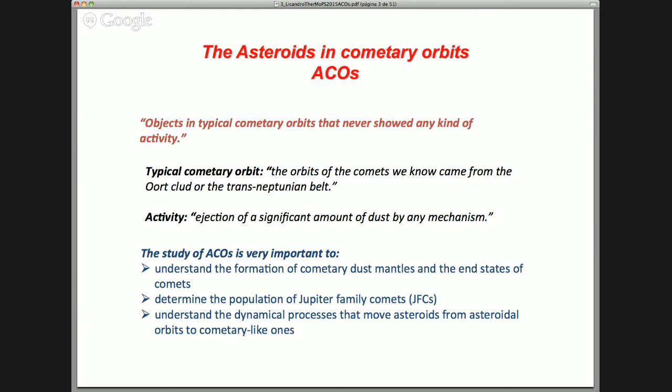Why is this an important study? Because it helps us to understand the formation of cometary dust mantles and the end states of comets. And it's fundamental to determine the population of Jupiter family comets. If we have a big fraction of comets that are dormant comets, but are still comets, we need to know what the fraction is to determine the size of the population. And also, if they were not comets, what are the dynamical processes that are able to move an asteroid to a typical cometary orbit, which is an unknown procedure until now.